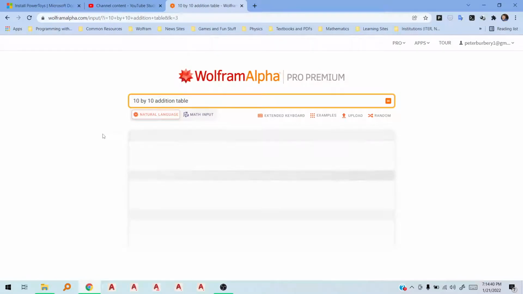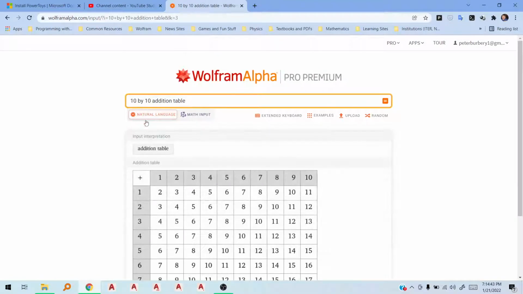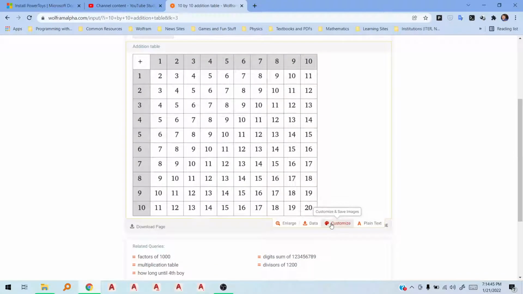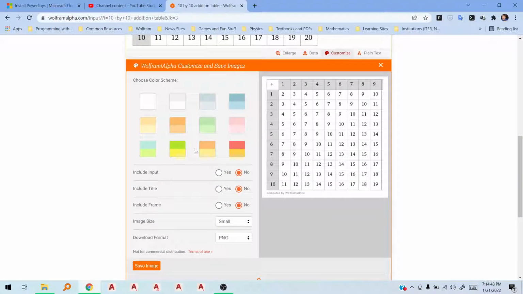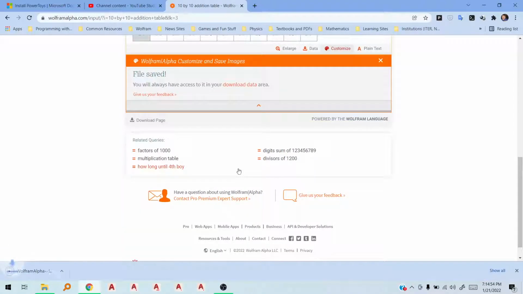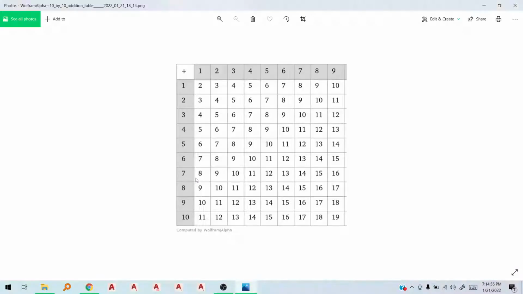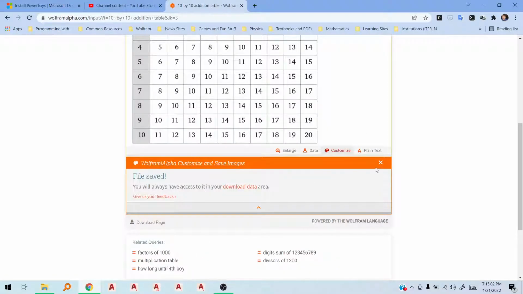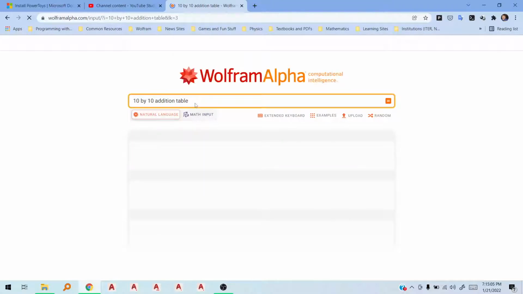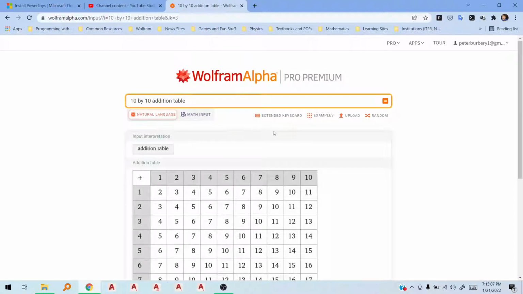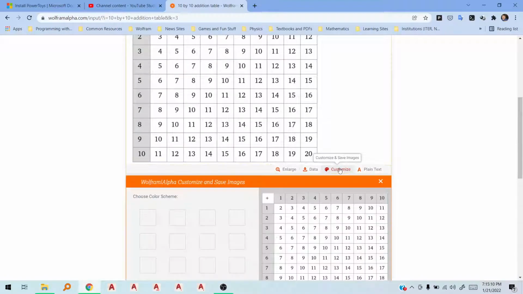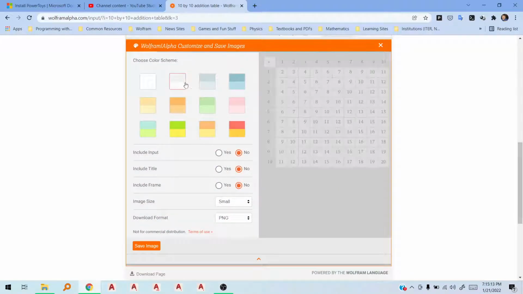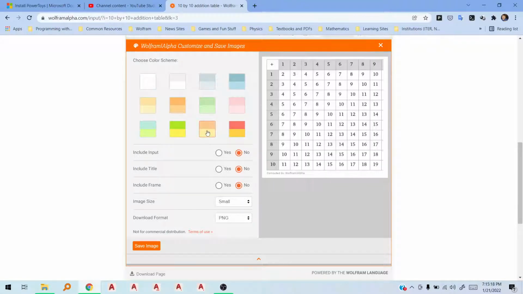I can also generate an addition table. I can customize this image. For some reason it seems like this is not working.